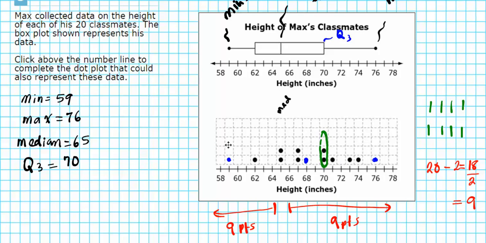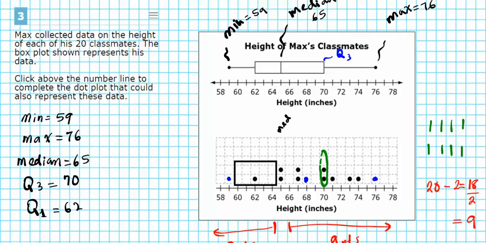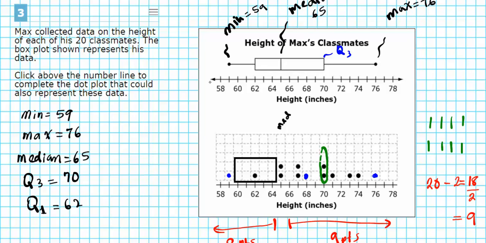Okay, so what we're going to be doing, let's put a nice little box to guide us. In between the minimum and the median, we have the first quartile, Q1. Q1 is equal to 62. Okay, that's your first quartile. Let's put that on our box plot right here. This is Q1.